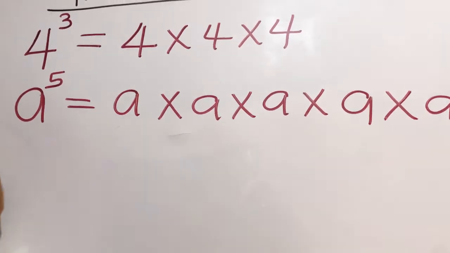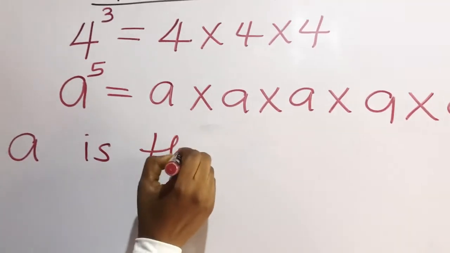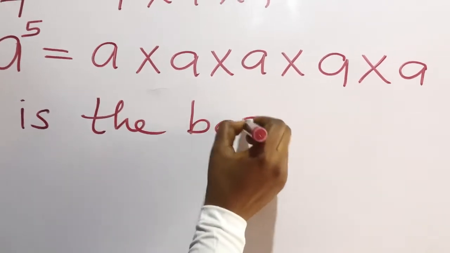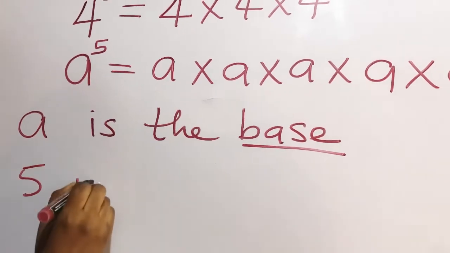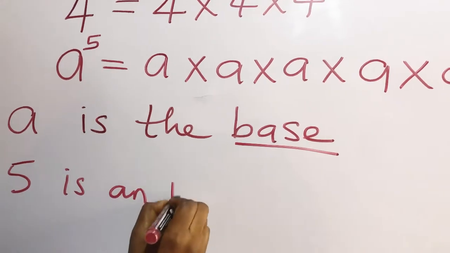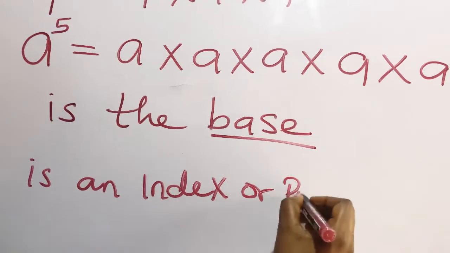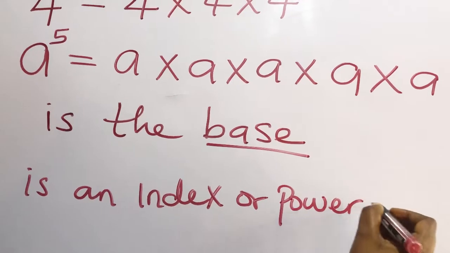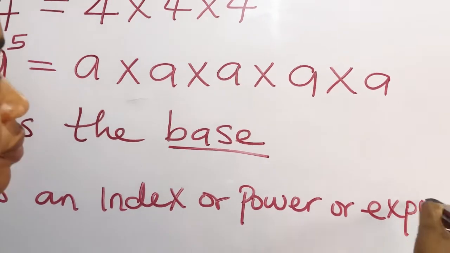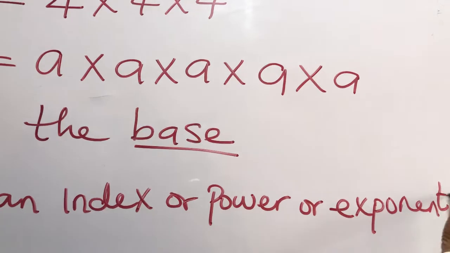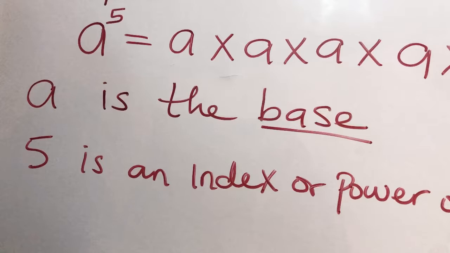Now here, a is called the base, while 5 is an index, or you call it power, or you can also call it an exponent. So this is an indices.